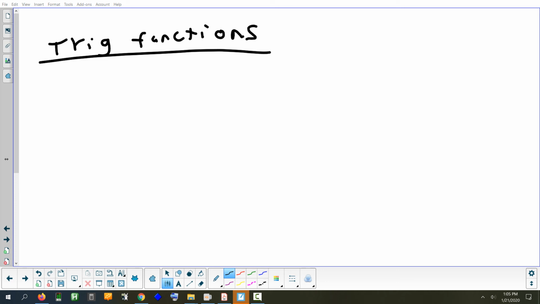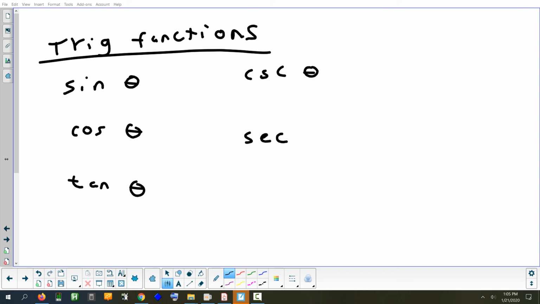Okay, so for the final, one thing you'd want to know is the definitions of the 6 trig functions. So we have sine, cosine, tangent, and then the reciprocals of them, which are what you get when you flip them: cosecant, secant, cotangent. All of these definitions are going to involve 2 out of 3 of the following words: opposite, adjacent, and hypotenuse.